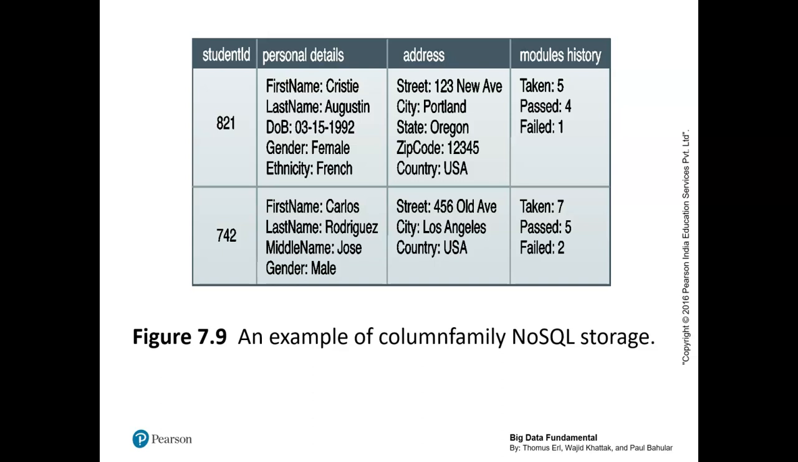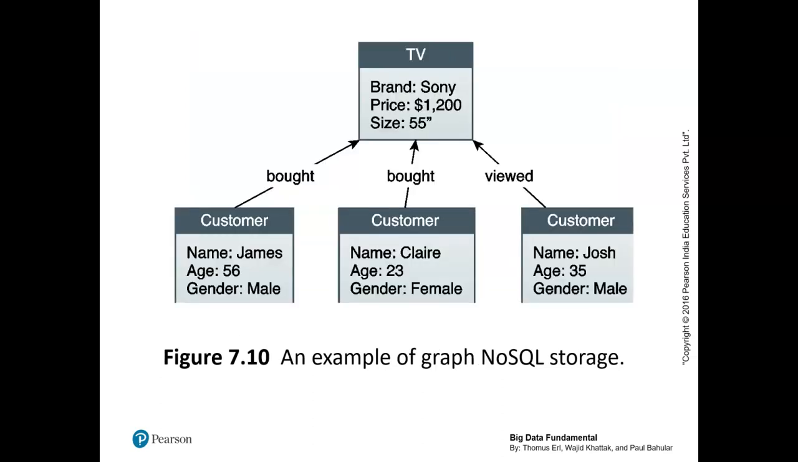In the address, the address is longer for student number 821, but for 742 the address is shorter. Similarly, you can see the modules are different, but they are the same here. So there is high variability, high change in the data in big data. Now, here is another example, of a graph structure.